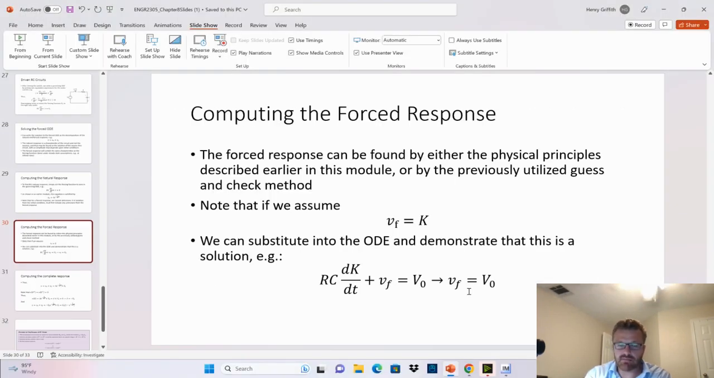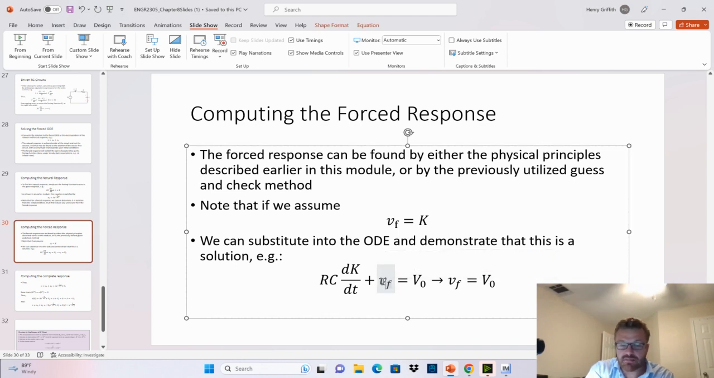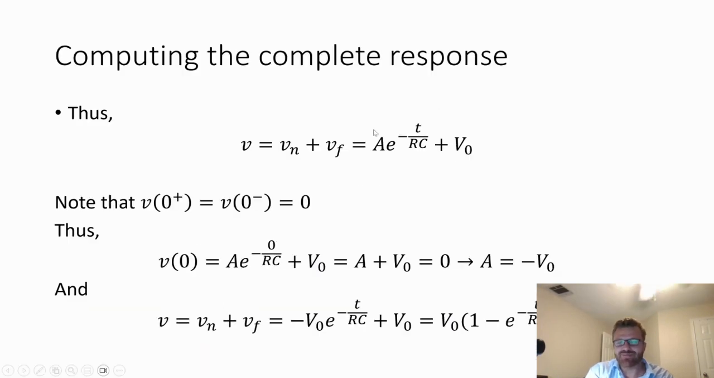And maybe a better way to write that, and before I forget about it, I will actually just substitute in, because remember, we are substituting in the candidate forced response of K. So this should really just read K equals V naught, even though K is VF. So lots of symbols there. Hopefully you don't get overly confused.